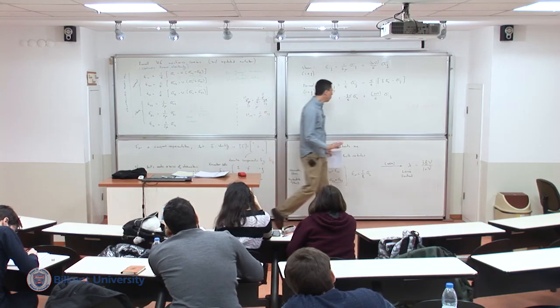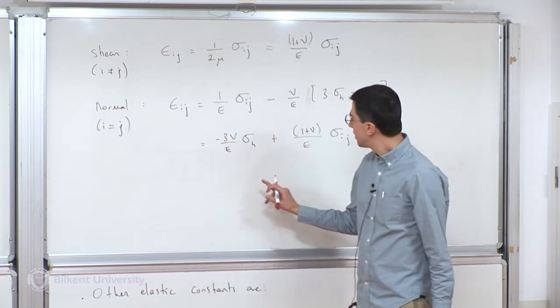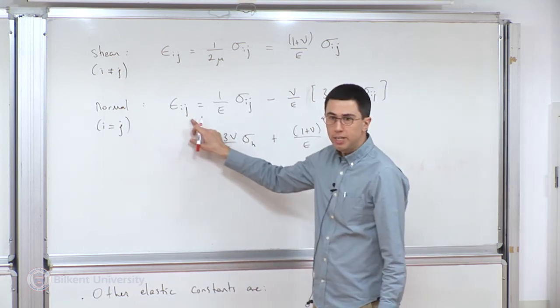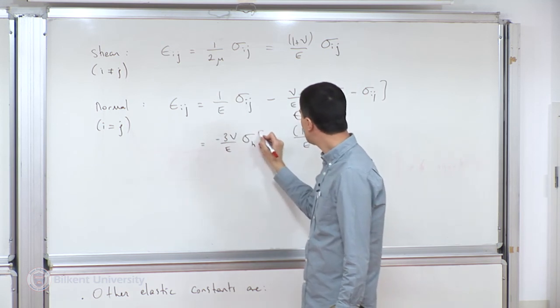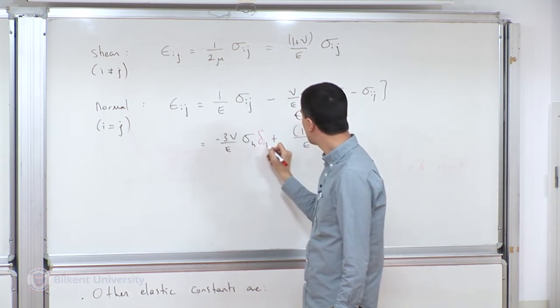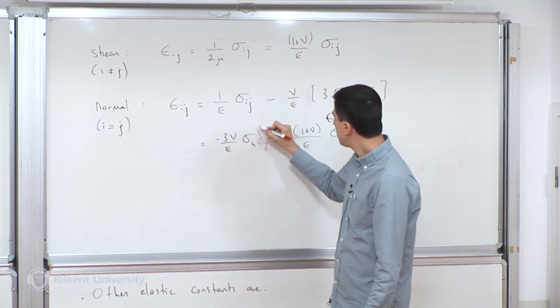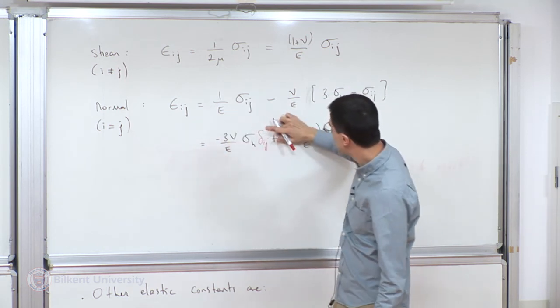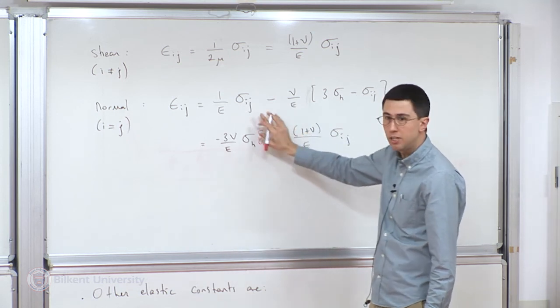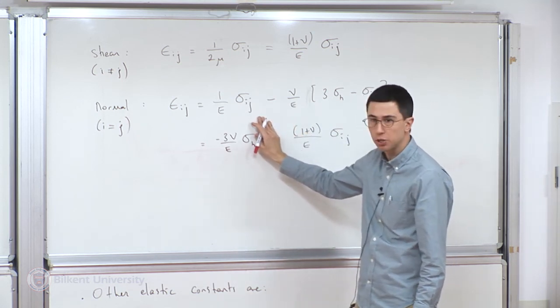Okay, so now one further trick. So i is already equal to j, right? Because I'm looking at the normal component. Which means that if here I insert a delta ij, in the present case i is equal to j, so it's already 1. Nothing changes, right? It's still the same equation.